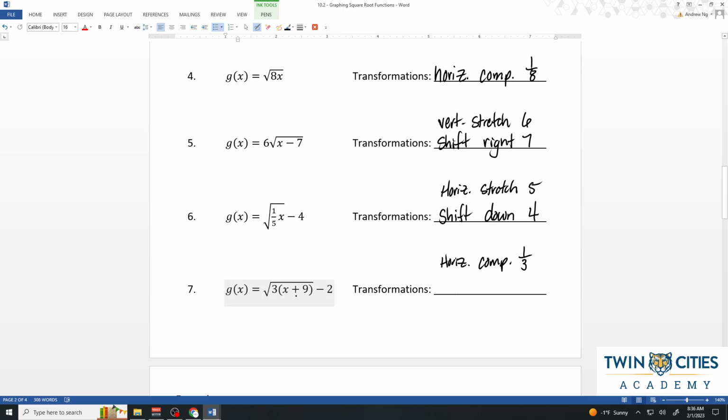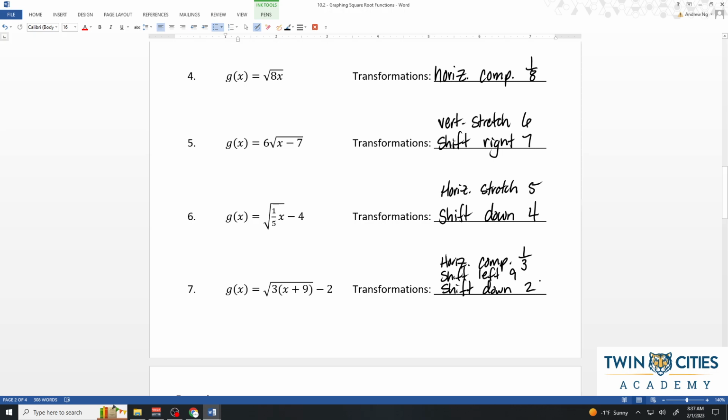We're going to be moving to the left, because plus 9, so shift left 9. And then finally, this vertical change, this vertical translation that's happening on the outside, that's going to be shifting down 2.